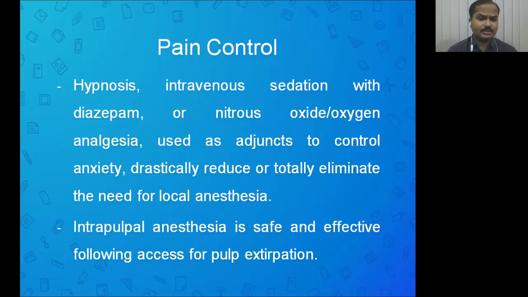So in such cases, we can use intrapulpal anesthesia, which is considered safe and effective, following the access cavity for pulp extirpation. After we make the access cavity for pulp extirpation, we can put intrapulpal anesthesia. That will anesthetize the pulp in that area and we can do our procedure safely without any pain.